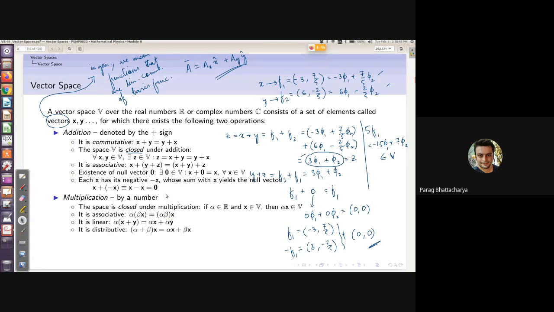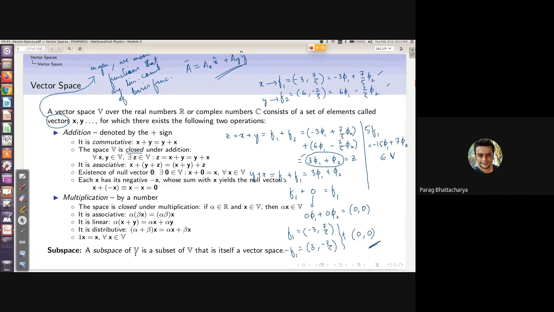It is distributive. Suppose I have two numbers. Whether I first add the numbers and then multiply with the vector, or first multiply the numbers with the vector and then add the vectors, it's the same thing. So this is the distributive property. Then there is the identity: if I multiply the number 1 with a vector, the result remains the same.